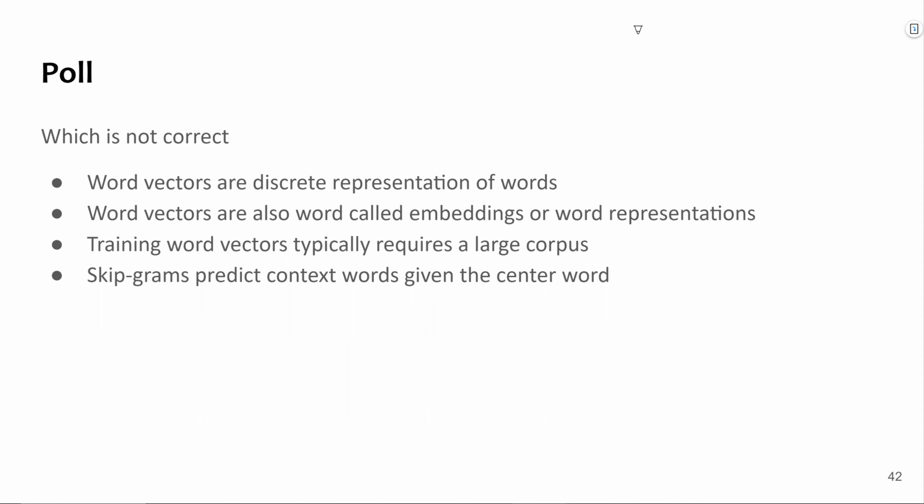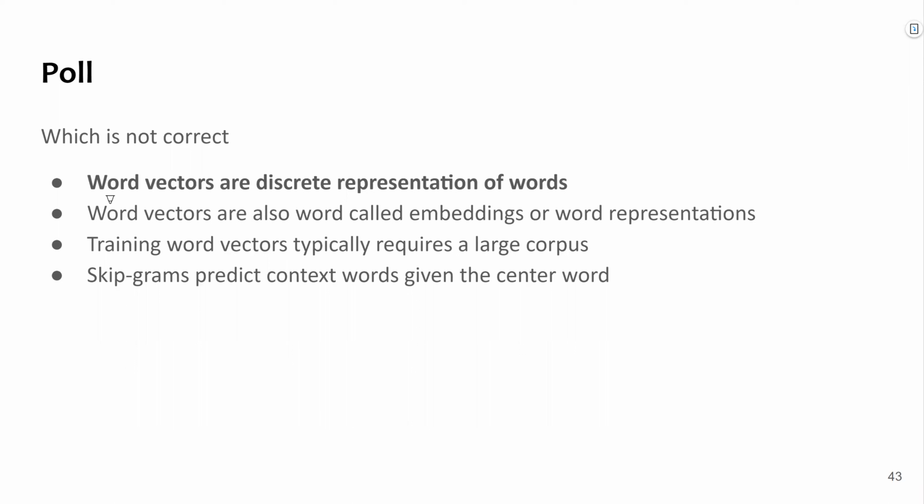Okay, let's check the answer together. The answer is the first option. Word vectors are not discrete. They are dense representations of words. Word vectors are also called embeddings or word representations. Training word vectors typically requires a large corpus, and skipgram predicts context words given the center word, and CBOW predicts the center word given the context words.